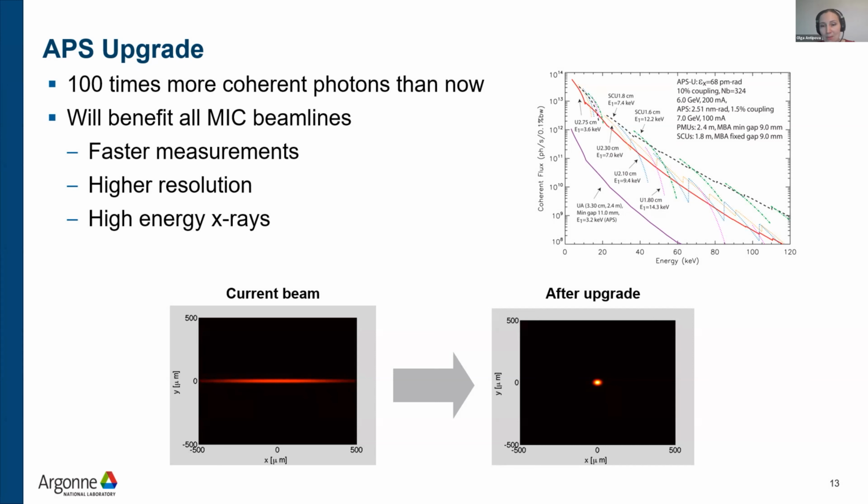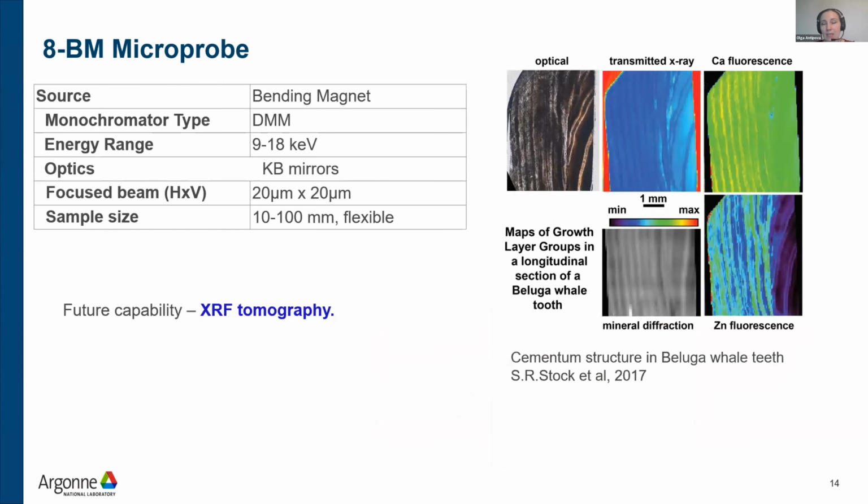So with the newly upgraded beam, we're going to have 100 times more coherent photons than we were able to have before. We're going to have faster measurement, high resolution, higher energy X-rays for our studies. What beamlines can we offer biology and environmental science users? I'm going to go from low resolution to high resolution.